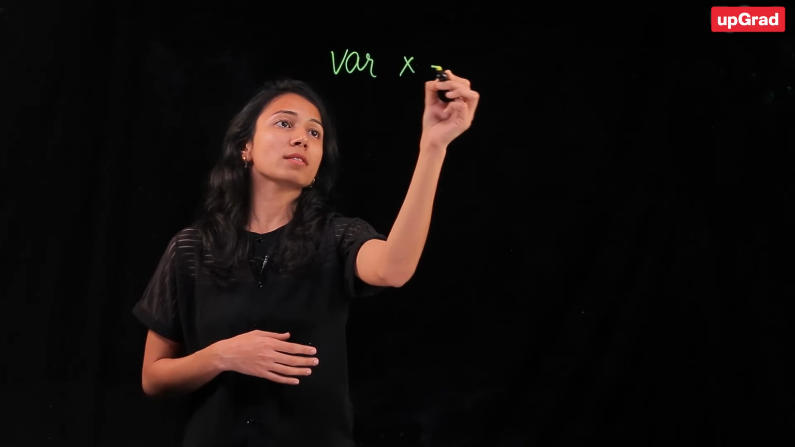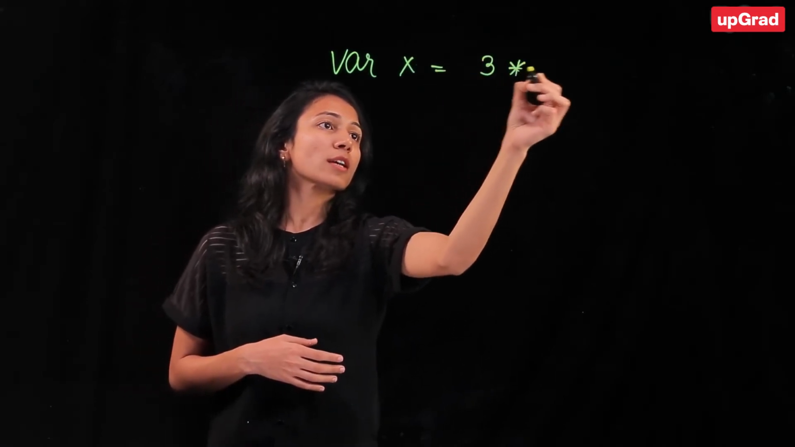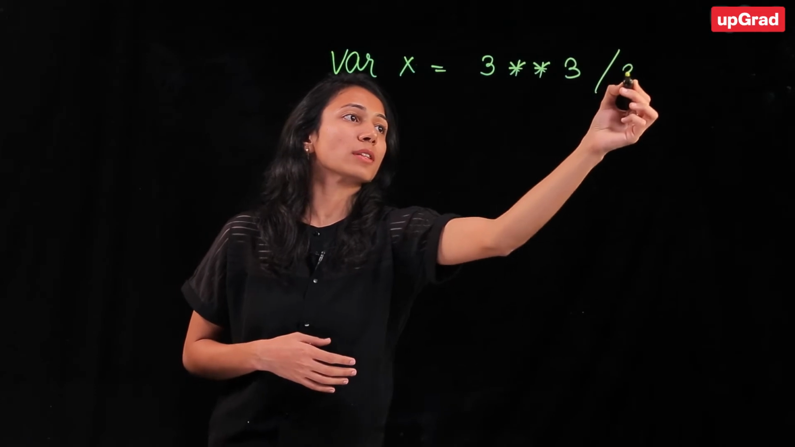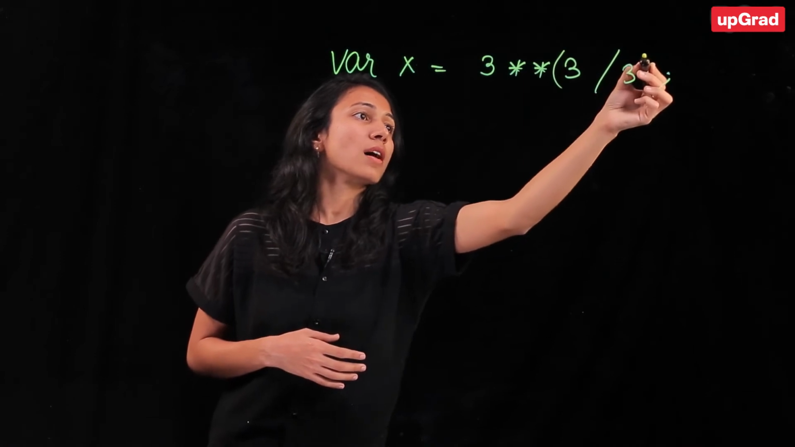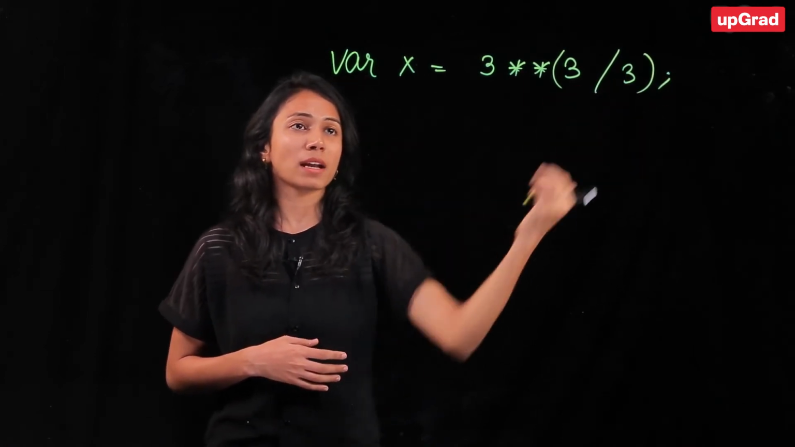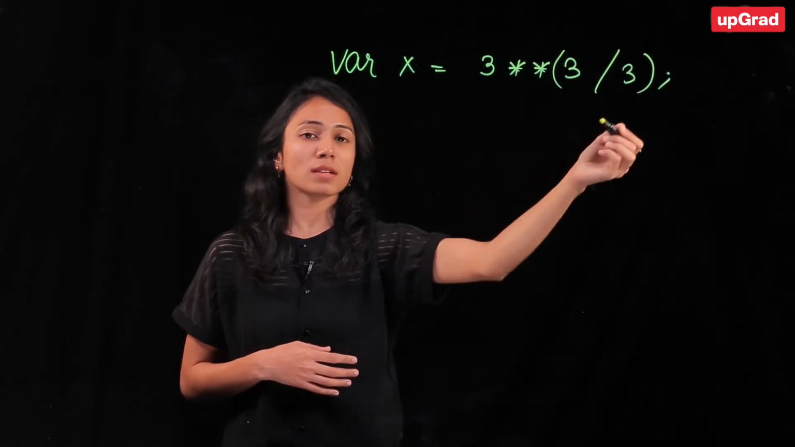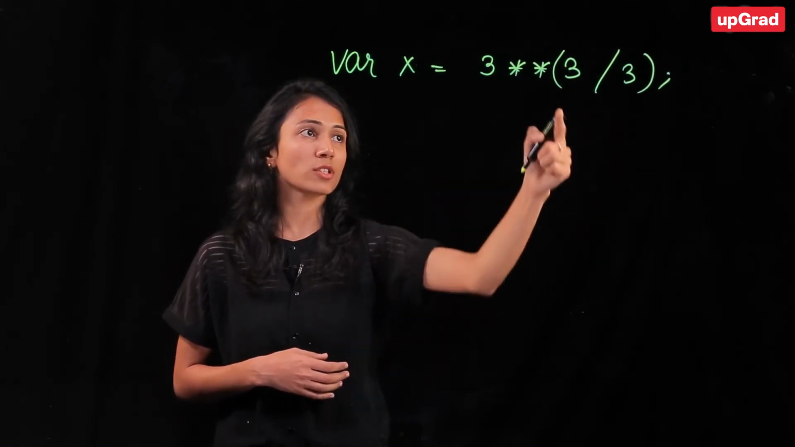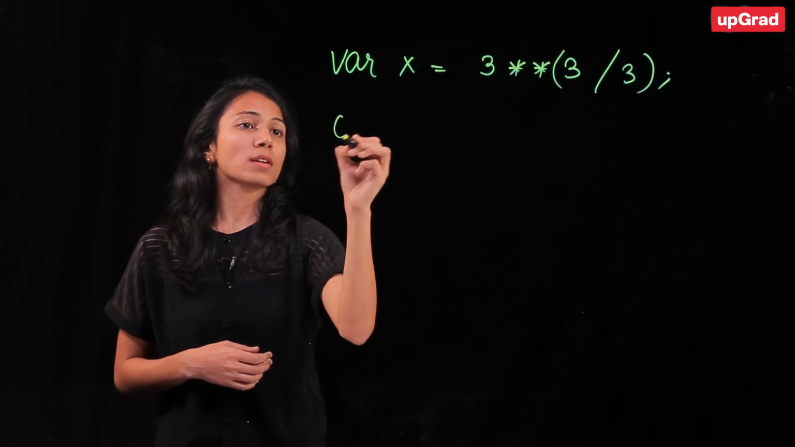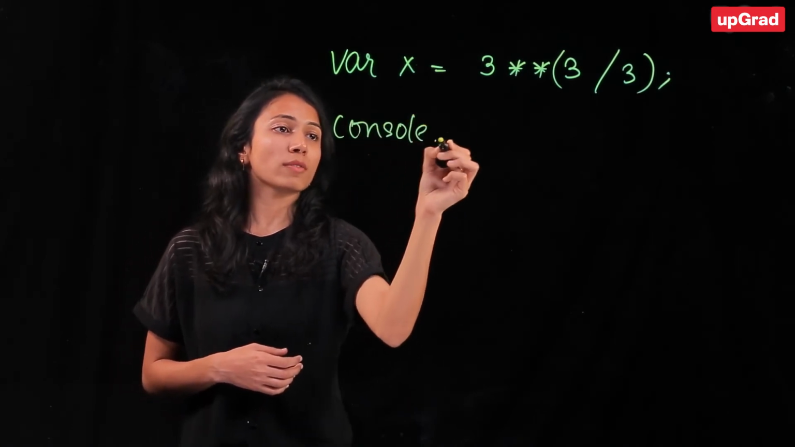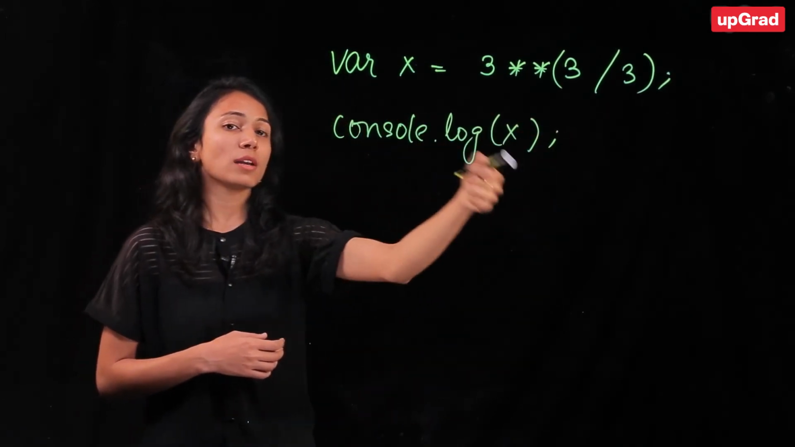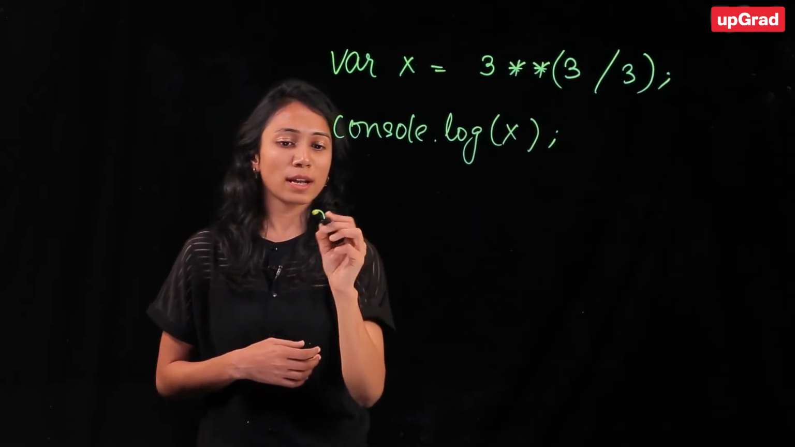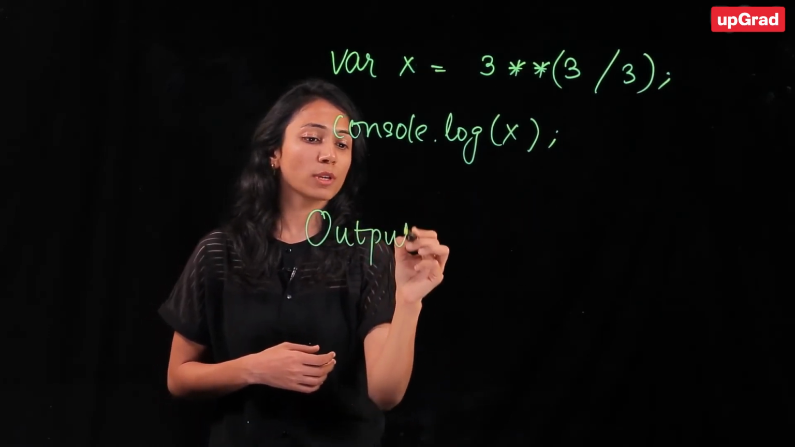Let's look at another example now. I say var x is equal to 3 exponentiation 3 and then divide by 3. This seems like the previous example, but now I want to enclose them within parentheses, and you know that parentheses in JavaScript are an operator called the grouping operator. Now I want to log the value of x onto the console, so I simply write a print statement, console.log the value of x. Let's check what the output will be.